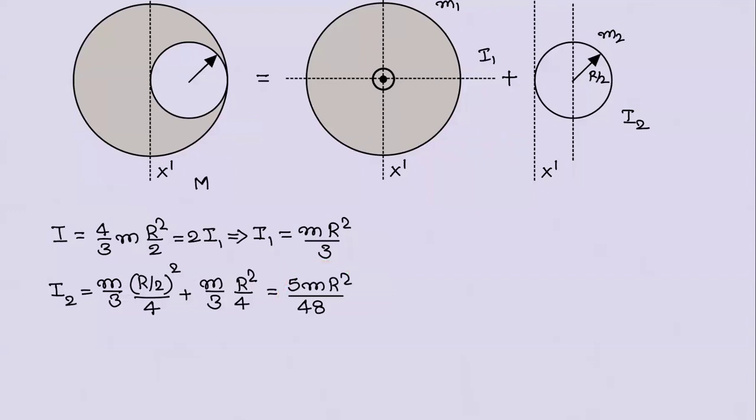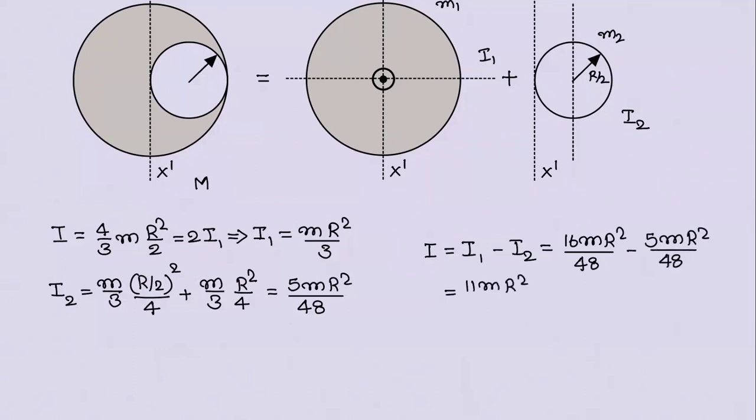Now we need to calculate the total moment of inertia. I is equal to I1 minus I2 because of the negative mass. That is equal to mr square by 3. I'll do one thing: 16 mr square by 48 I'll write, for mathematical simplicity, that's it. Then this negative mass, minus 5m r square by 48. So the total value will be 16 minus 5, how much? 11. 11 m r square by 48. That's the answer, moment of inertia I.